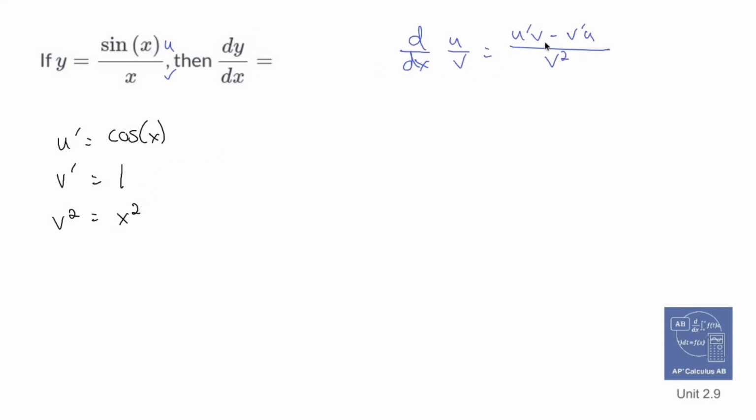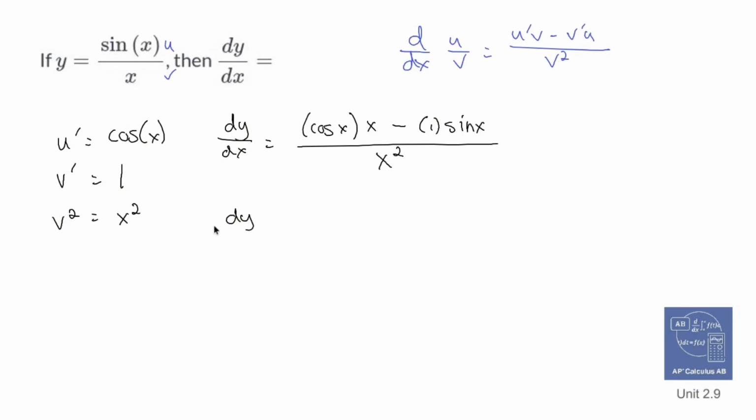So dy dx would be me putting this all together. Dy dx is going to be u prime v, which is cos x as my u prime, times v, which is regular x, minus v prime u. V prime is 1, u is sine x, all over x squared because it's v squared. Cleaning this up a little bit, dy dx is going to be x cosine x minus sine x over x squared.